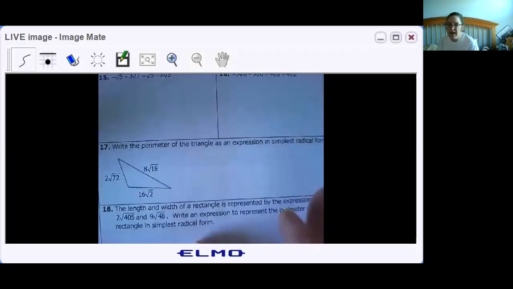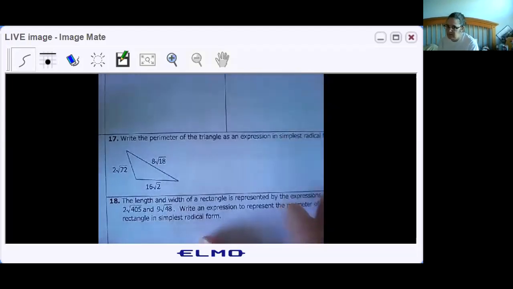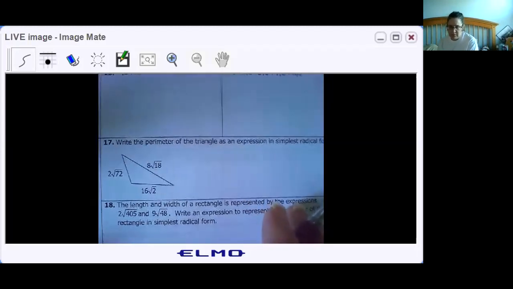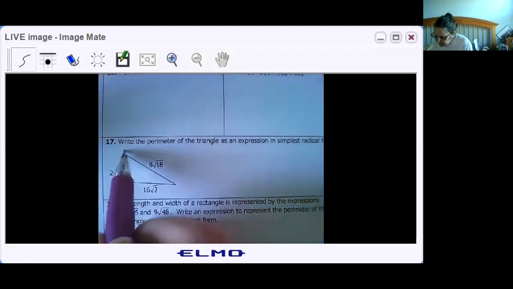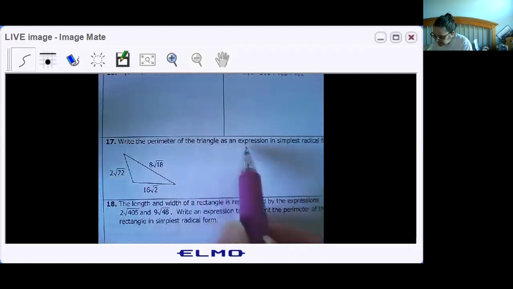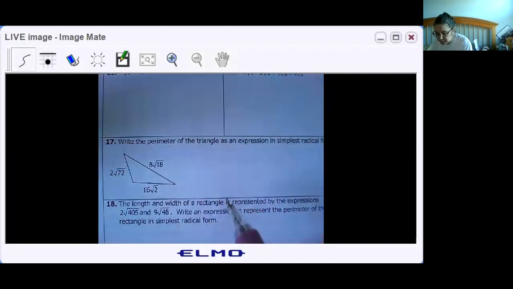Now, why do we need to know this stuff? Well, lots of times they come into being practical problems. You know, you don't always get to measure out things exactly, especially if you're dealing with triangles. So let's look at these practical application problems, okay? Word problems, you know, everybody's favorite, almost as fun as fractions, okay? It says, write the perimeter of the triangle as an expression in simplest radical form.